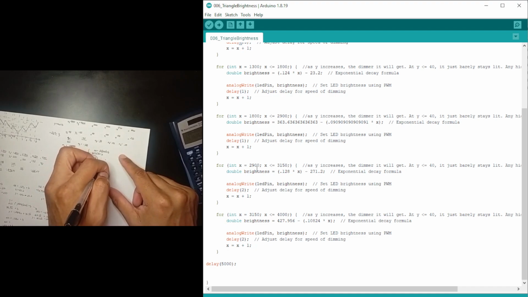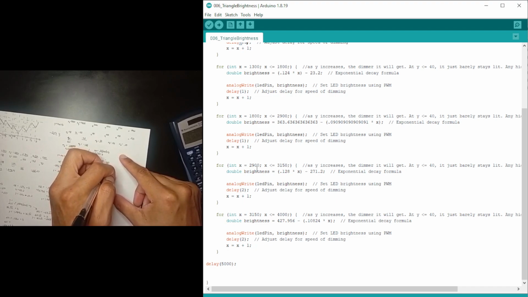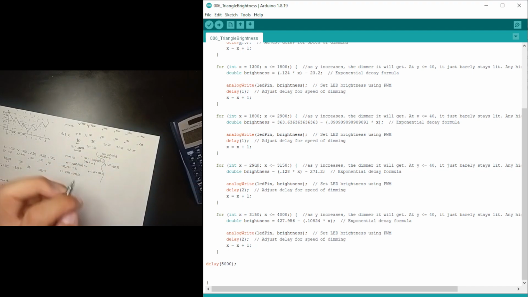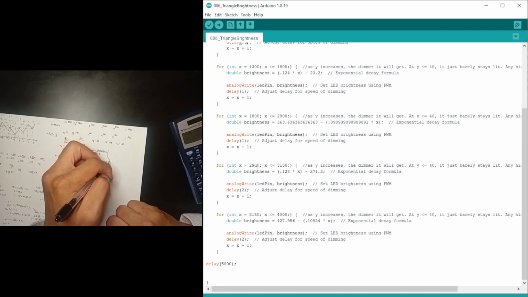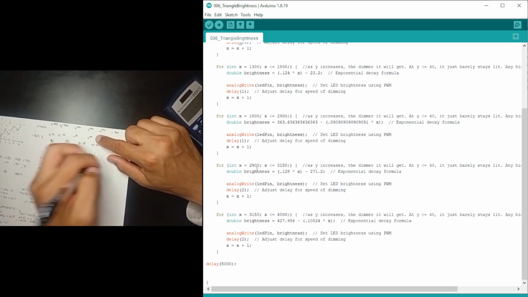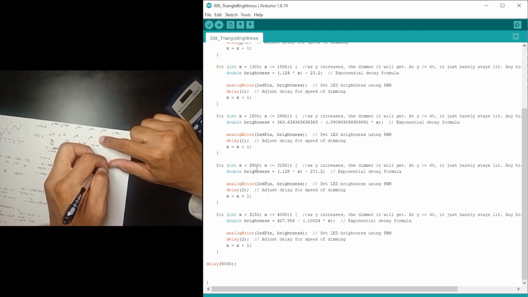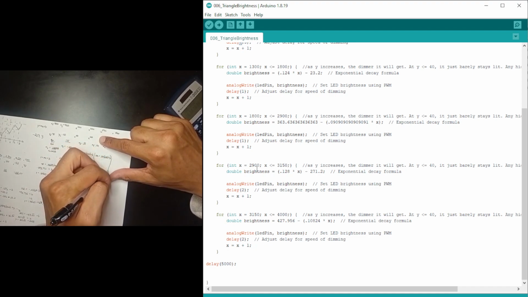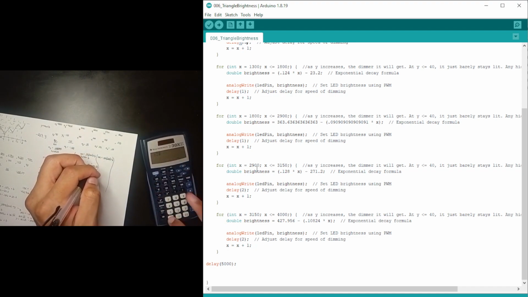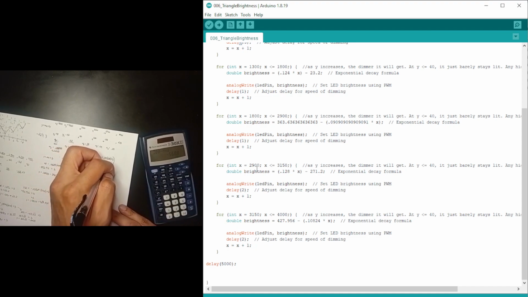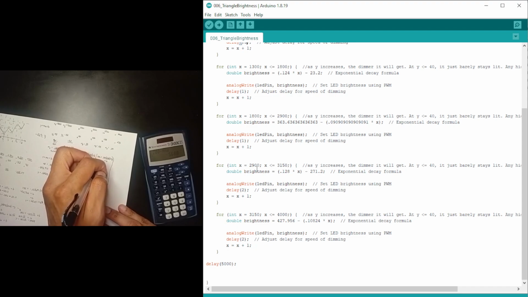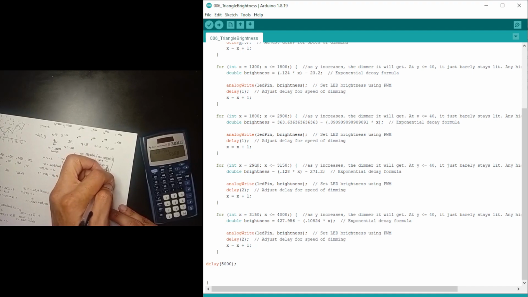So y equals 0.09 repeating minus 363.63 repeating. 200 equals 0.124 times 6200 plus b. 6200 times 0.124, 200 minus the answer, b equals minus 568.8, y equals 0.124 x minus 568.8.